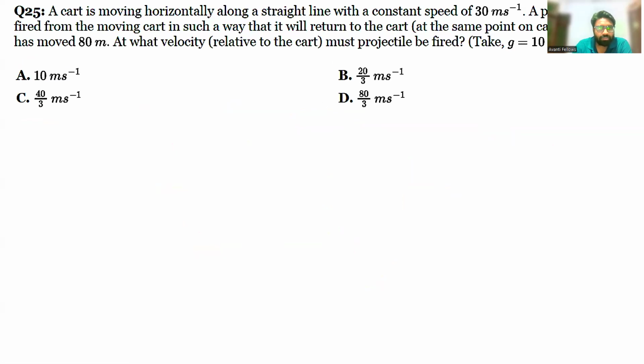Now, a cart is moving horizontally along a straight line with a constant speed of 30 meter per second. A projectile is to be fired from the moving cart in such a way that it will return to the cart at the same point on the cart, after the cart has moved 80 meter. At what velocity relative to the cart must the projectile be fired?